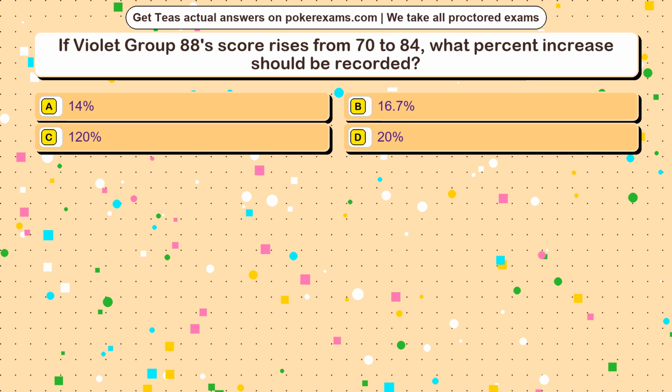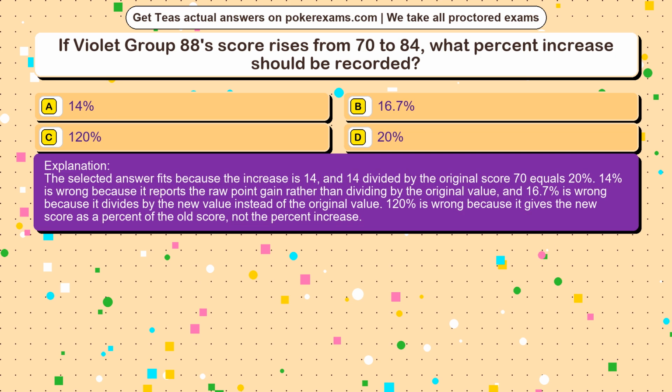The correct answer is option. The selected answer fits because the increase is 14, and 14 divided by the original score 70 equals 20%. 14% is wrong because it reports the raw point gain rather than dividing by the original value, and 16.7% is wrong because it divides by the new value instead of the original value. 120% is wrong because it gives the new score as a percent of the old score, not the percent increase.